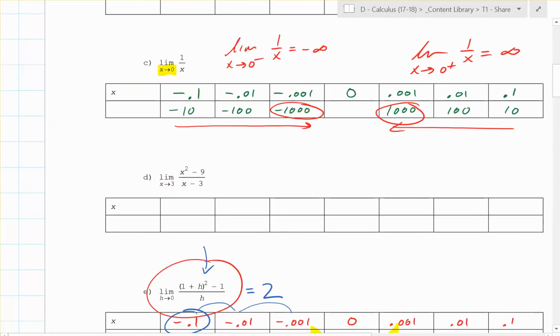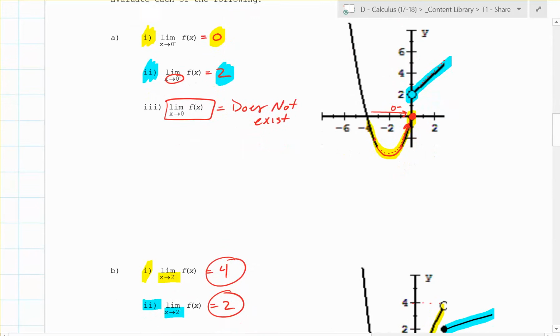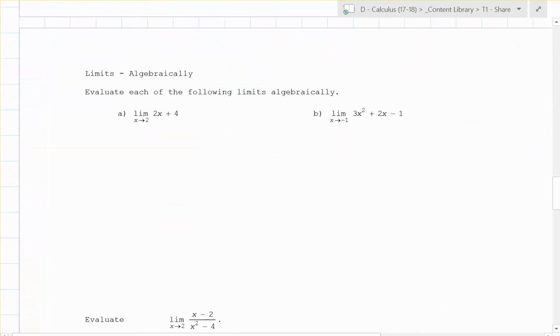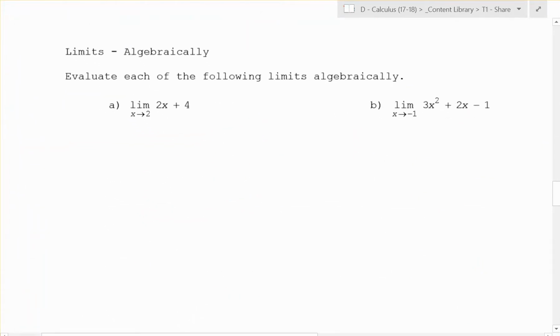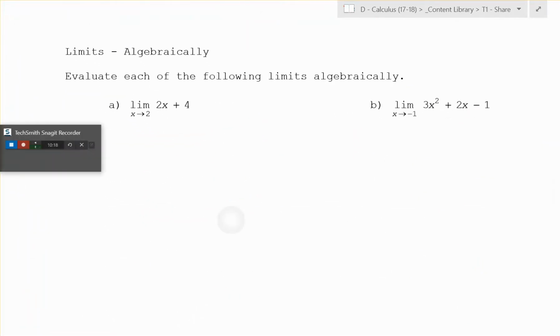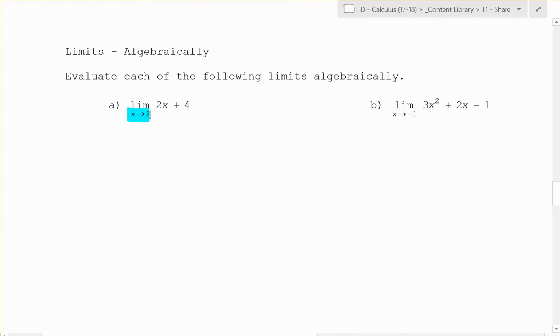So we've made a table to analyze limits. We have looked at a graph to figure them out. Now let's look at them algebraically. Lots of fun here. The first thing you need to remember is, whatever you're approaching, in this case x is going to 2, you check to see if you can plug it into the function itself. Can you plug in 2? Absolutely. This is just going to be 2 times 2 plus 4, which is 8. You always check to see if you can plug in the number first.